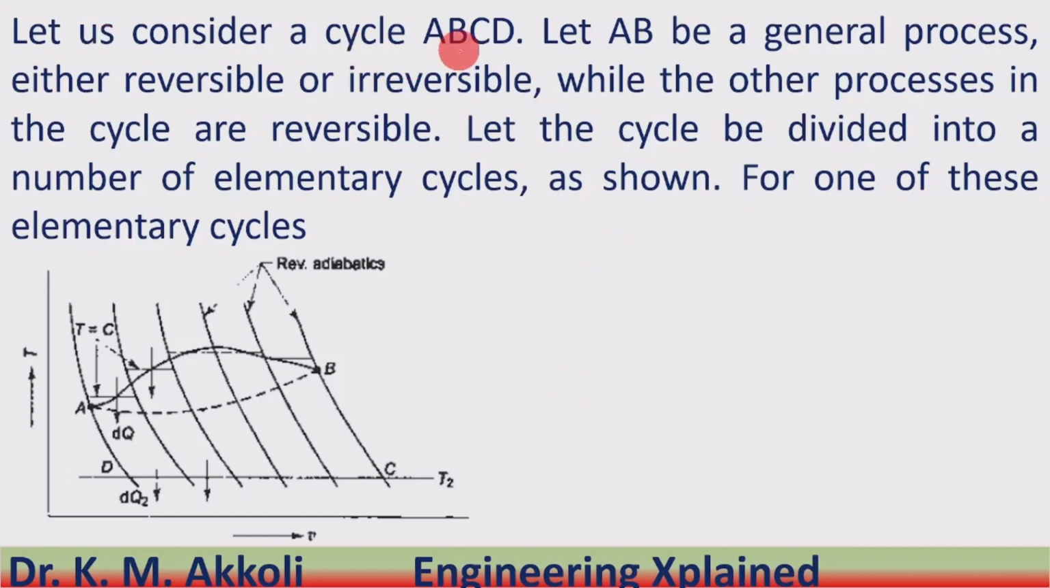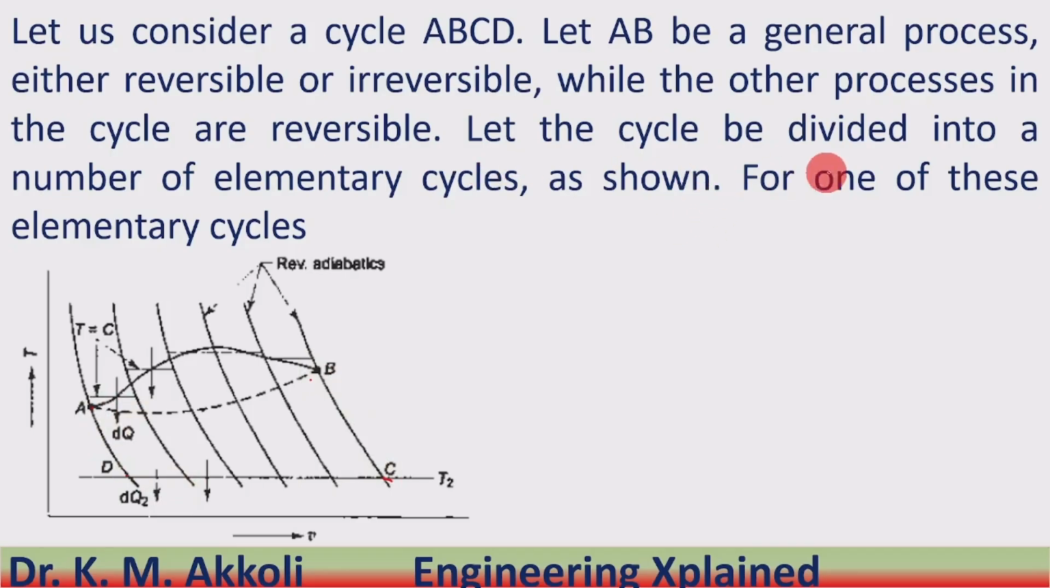Let us consider a cycle ABCD. It consists of four processes. Let AB be a general process, either reversible or irreversible, while all the other processes in the cycle are reversible. The other processes, that is BC, CD, and DA, are reversible.